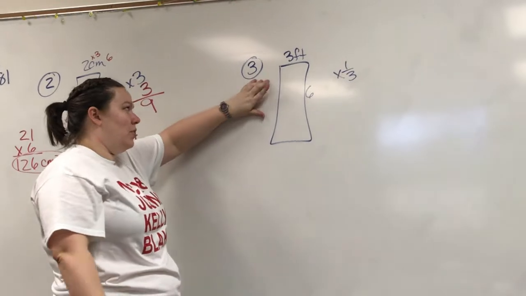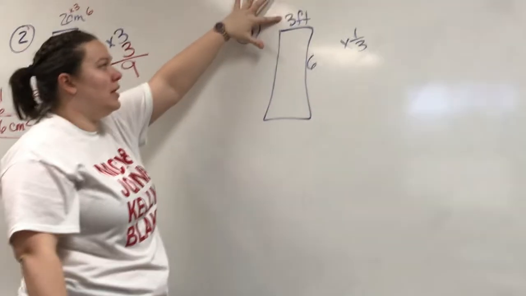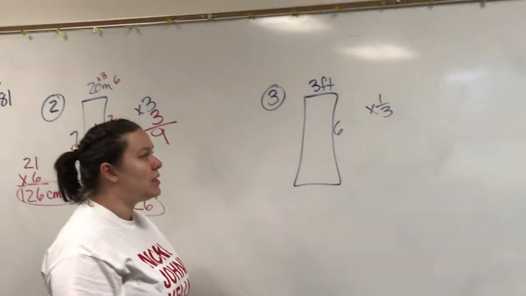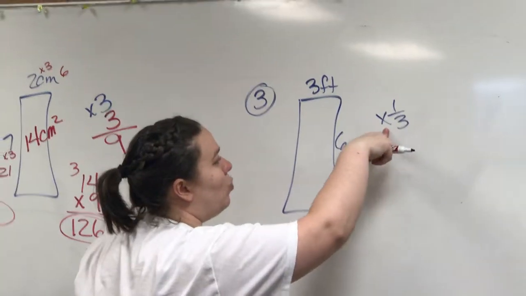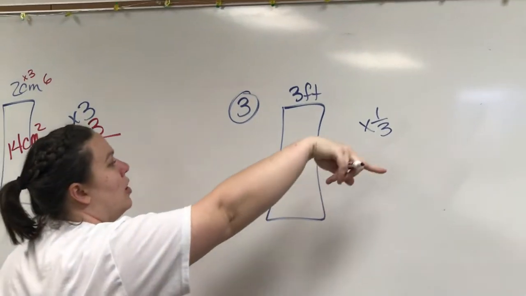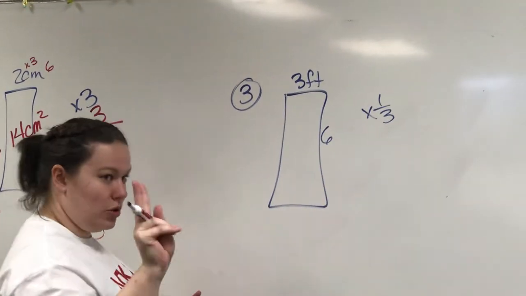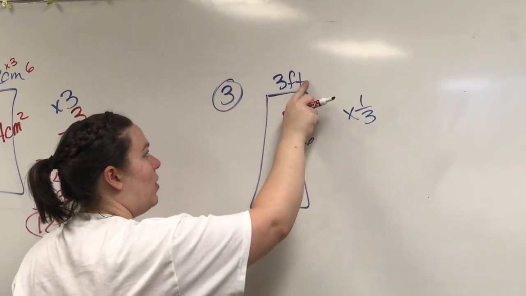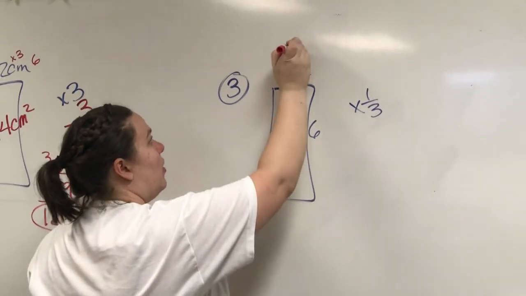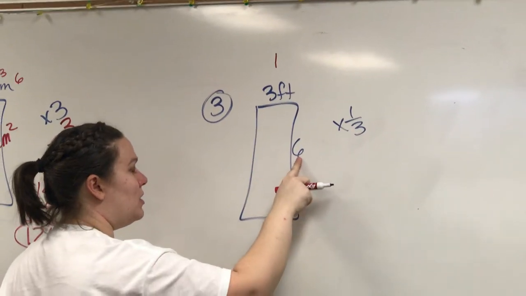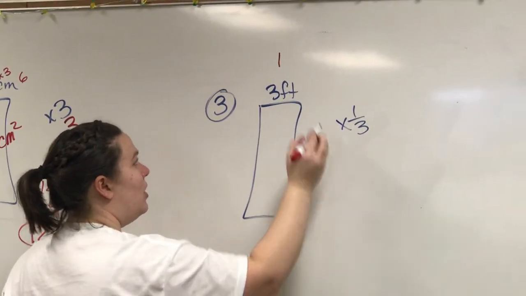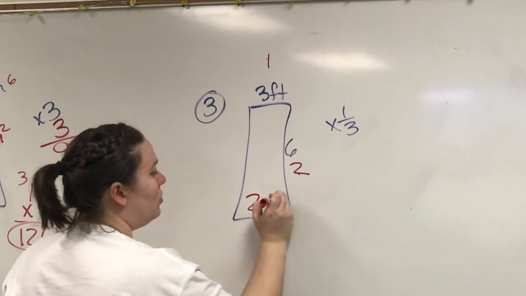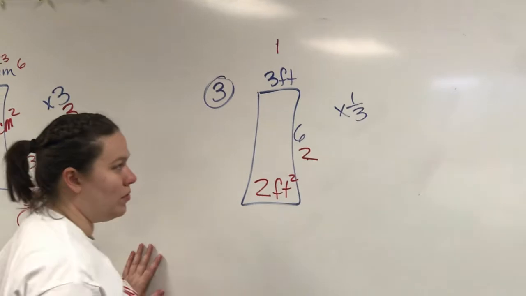This one, number 3. Originally, you have a side of 3 and you have a side of 6. It wants you to multiply it by 1/3. So, I'll do the 2 ways. If I multiply this by 1/3, I get 1. If I multiply this by 1/3, I get 2. If I multiply these 2 things together, I get an area of 2 feet squared.